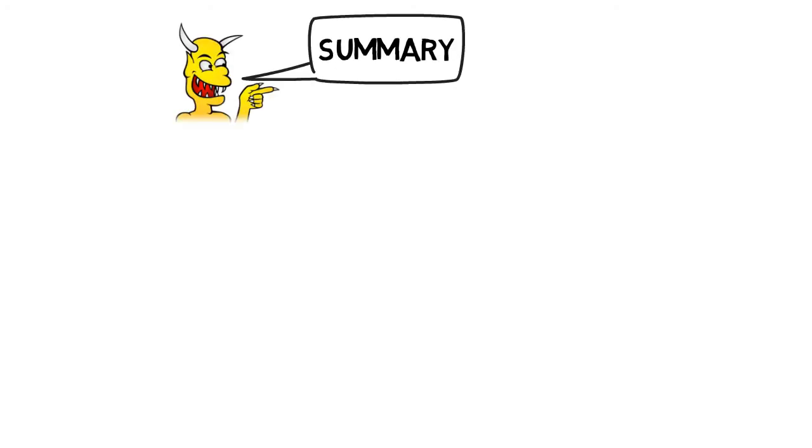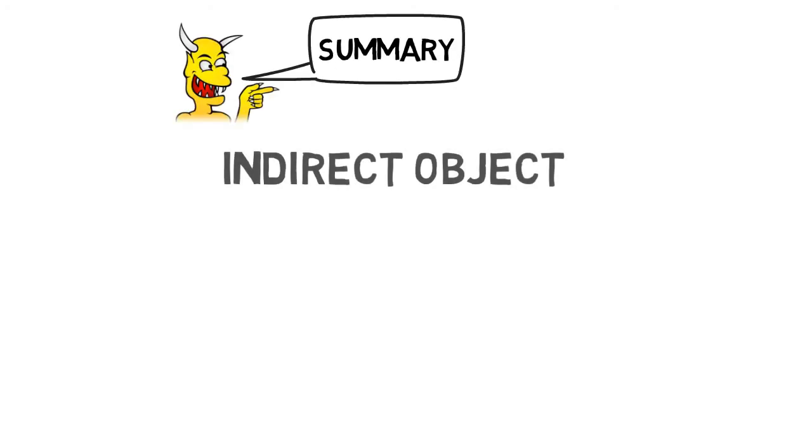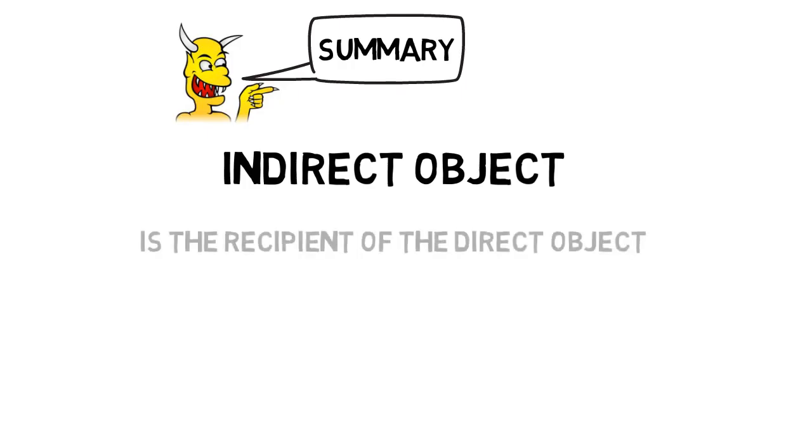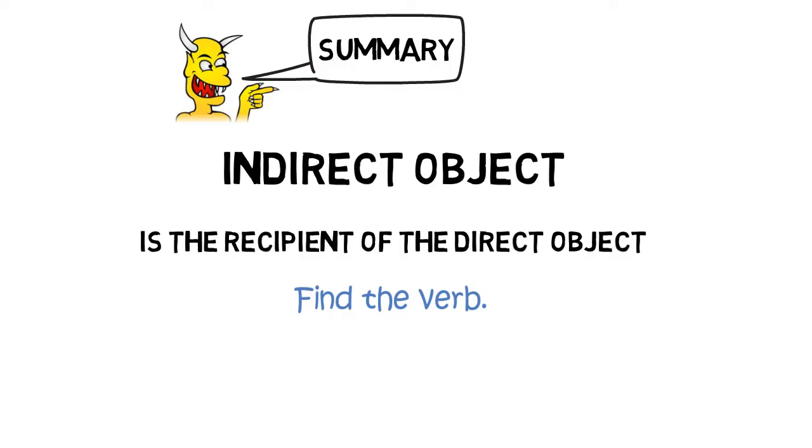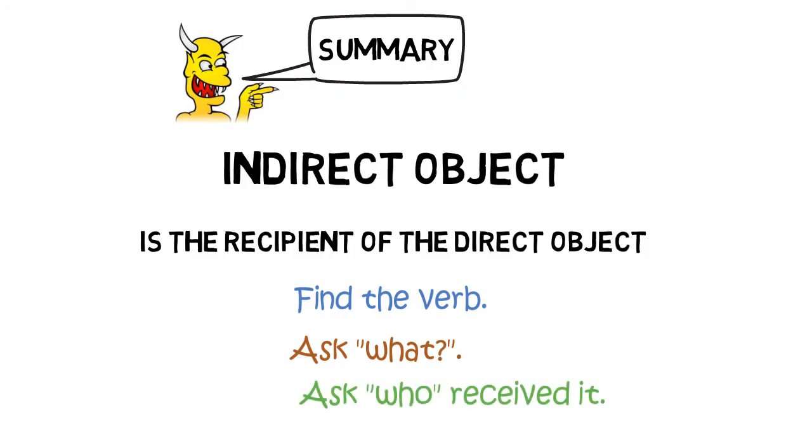Let's do a quick summary. The indirect object is the recipient of the direct object. So you find the verb, you ask what to get the direct object, and then you ask who received it, and that will give you the indirect object. Often the indirect object will be preceded by the word to or for, but not always, as we've seen in some of these examples.